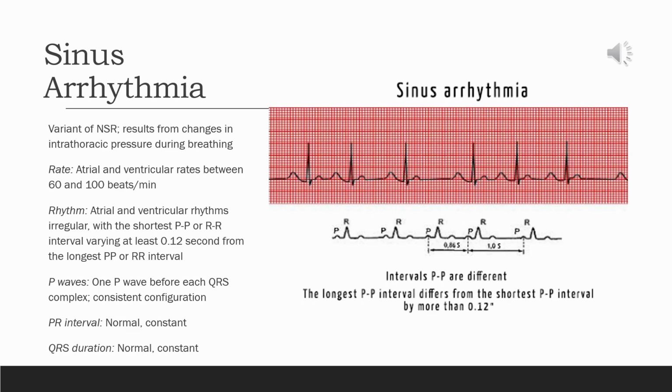So how do we identify a sinus arrhythmia on an ECG? So first, the rate remains within that normal range of 60 to 100 beats per minute. The P waves are going to look consistent, and they're going to occur before every QRS complex, just like in a normal sinus rhythm. The PR interval and the QRS duration are going to be normal, and they're also going to be constant. But the key distinguishing feature is the irregularity of the rhythm. So the P to P and the R to R intervals may vary, with a difference of at least 0.12 seconds, or 3 small boxes on that ECG strip, between the shortest and longest intervals.